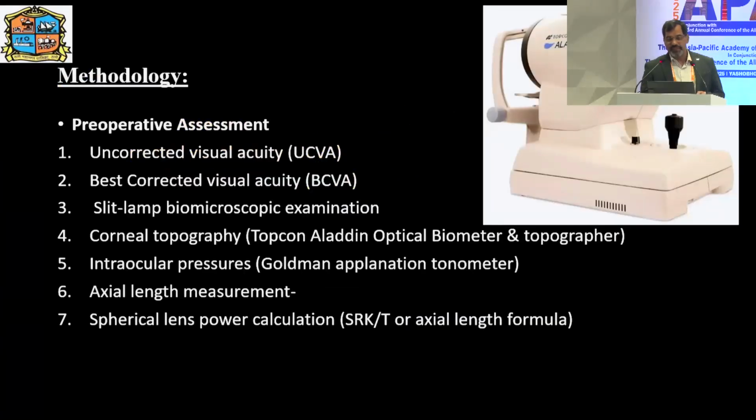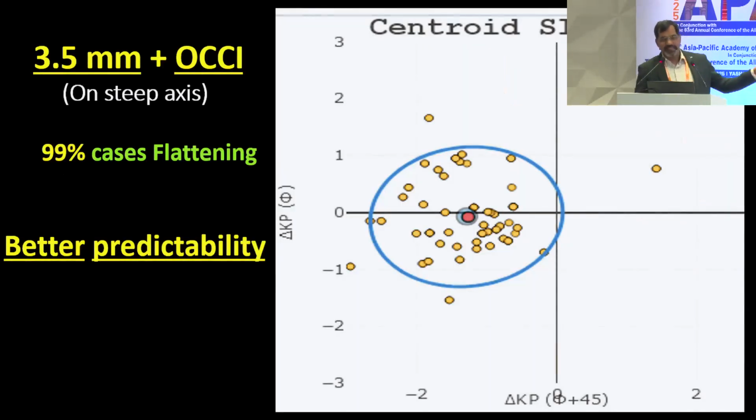This is the study done last year in the Medical College Thane. They have used this high-end Topcon Aladdin topographer. And this is the study. They have done 102 cases. The patients who can't afford the toric lens, so they try to reduce the astigmatism by 3.5 mm main phaco incision and 3.5 mm OCCI. So you see that in 99% of cases, the cases are lying on the left side, so there is flattening. Only in one case there was steepening.